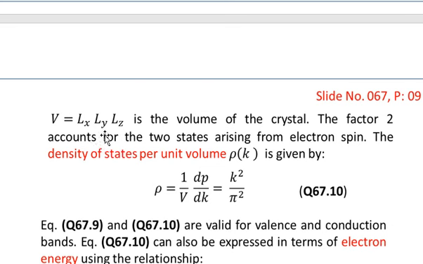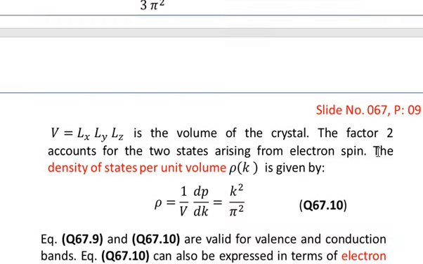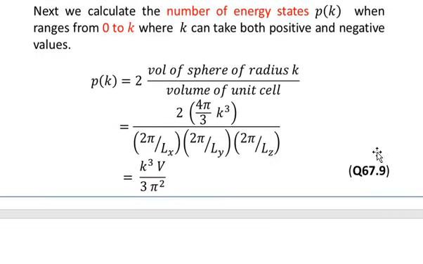V is equal to Lx into Ly into Lz, the volume of the crystal. The factor 2 accounts for the two states arising from the electron spin. That is, the electron spin may have two possibilities. So due to those two possibilities, we have a factor of 2 there, because two energy values will be possible, for the spin up and for the spin down. So we have multiplied by 2 so that we can count all the energy states.